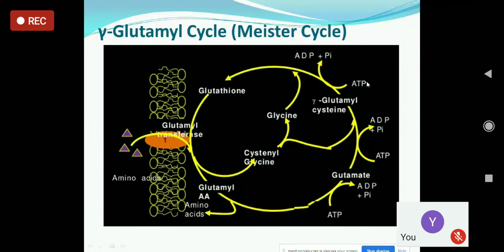So by looking at this cycle, you can say that when the body utilizes this process for the absorption of amino acids, it is very expensive. You need 3 ATPs to bring in one individual amino acid inside the cell.